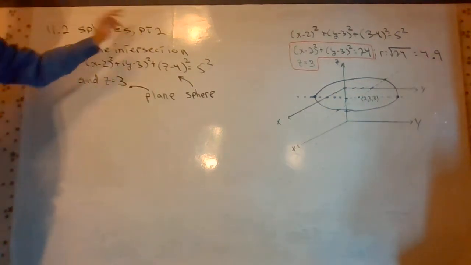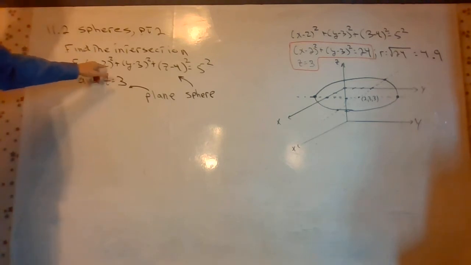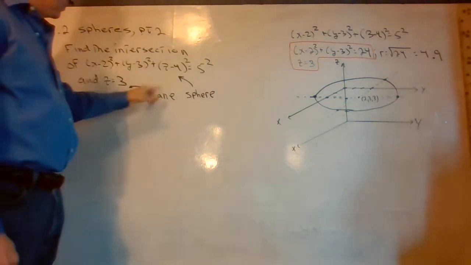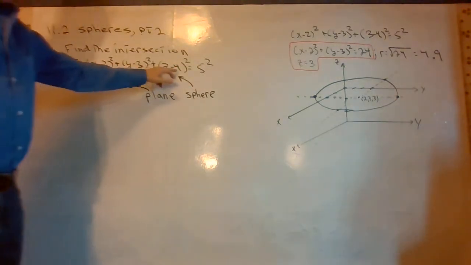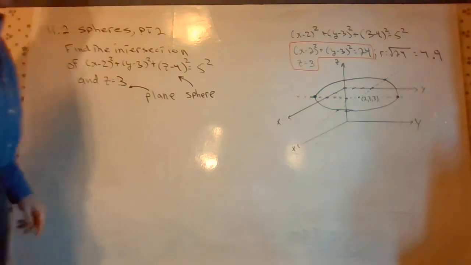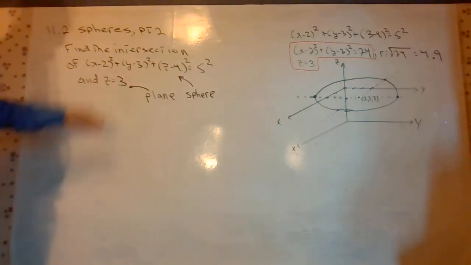11.2 Spheres, part 2. Here's a problem we worked on the board. Find the intersection of this sphere, (x − 2)² + (y − 3)² + (z − 4)² = 5². The center is (2, 3, 4) and the radius is 5, and z = 3, which is a plane. So we're finding the intersection of a sphere and a plane, which will be a circle.